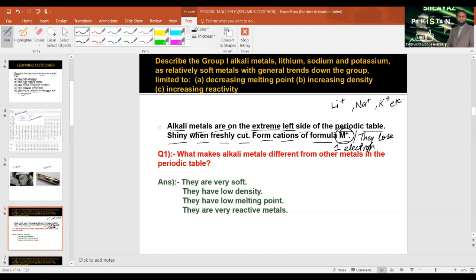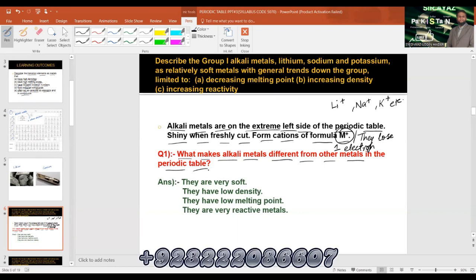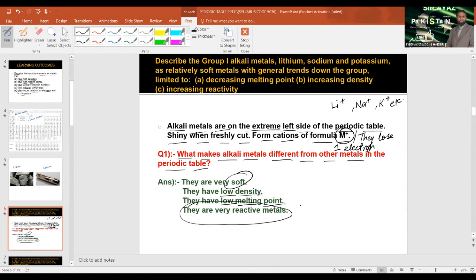So question number 1, what makes alkali metals different from other metals in the periodic table? Although these are metals, they have some properties which make them different from other metals. If you can recall, metals are usually hard, but they are not hard. They are soft, very soft. Metals have high density, but they have low density. Metals have high melting points and boiling points, but these have low melting points. And the important point, the last one, they are very reactive metals. They react with everything.